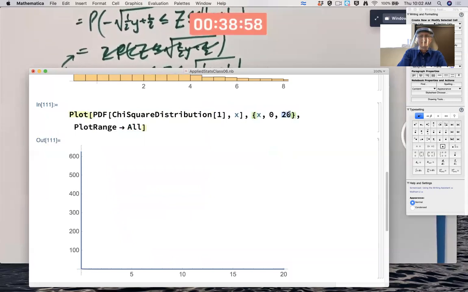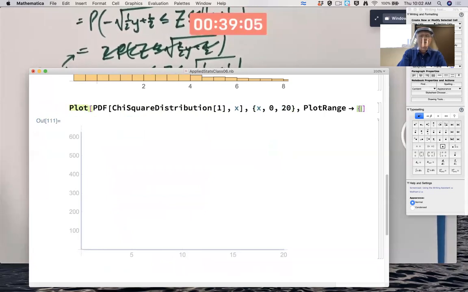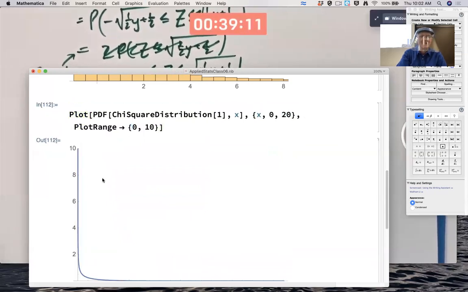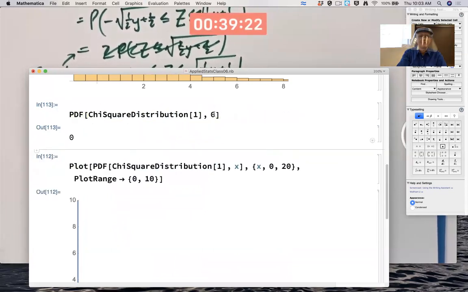Very steep there. It doesn't have a vertical asymptote, but it's close to having a vertical asymptote. Does have a highest value. Okay. How about limit?